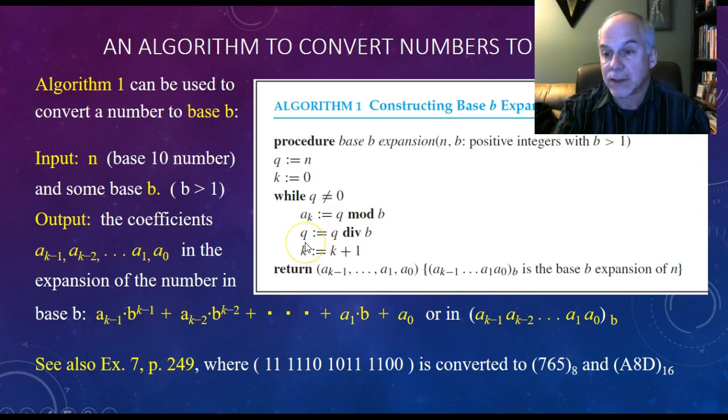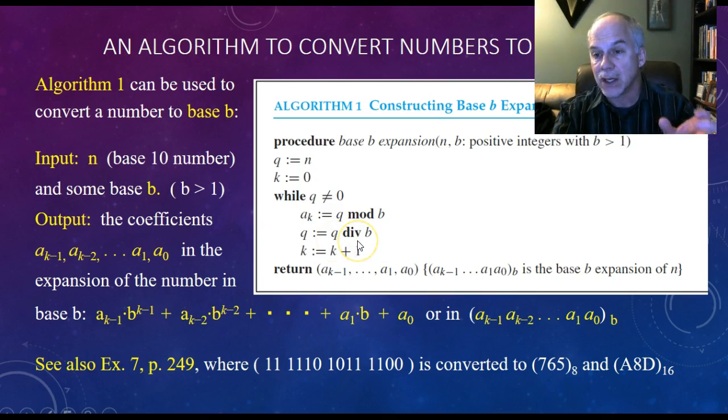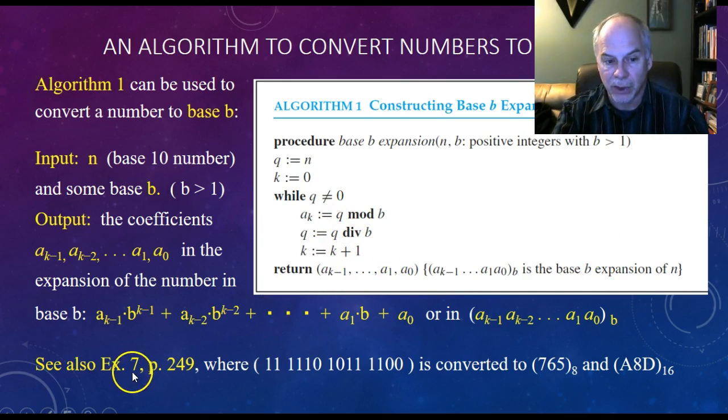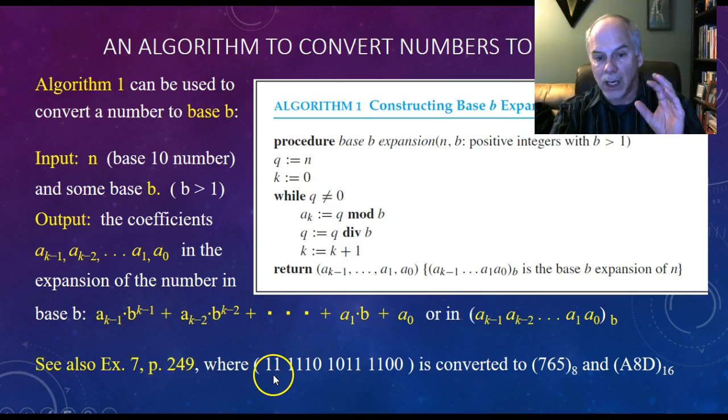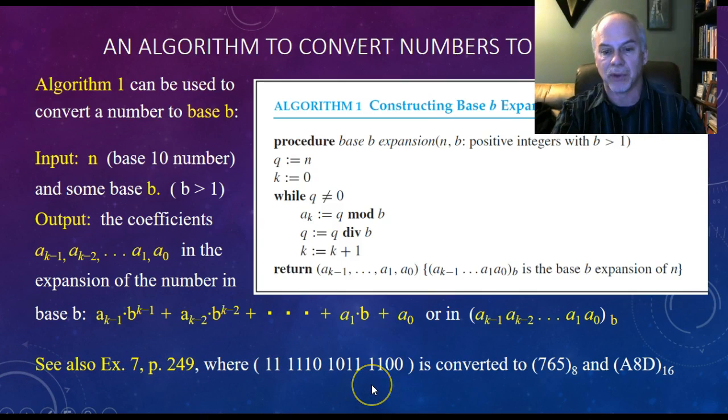And then it lets the new quotient become equal to the previous quotient divided by b. So it's continuing to use the previous quotient, but divided by b. And then it increases k, the exponent, by 1. So it just keeps going through that loop, and it will return the number. So you can look at example 7 on page 249. This is not using the algorithm, but it's just a good example of converting the binary number here into base 8 or into base 16. It's kind of the reverse of what we were doing before.